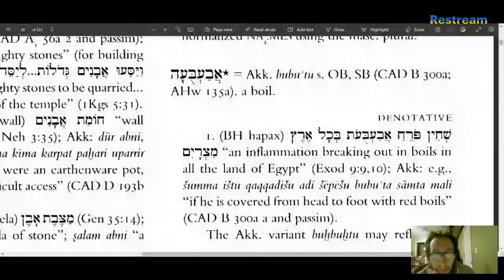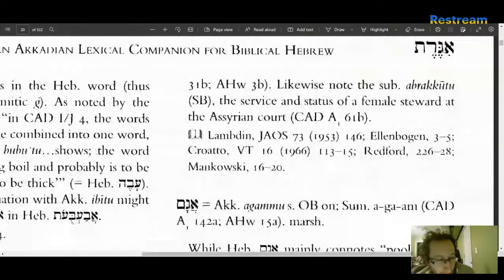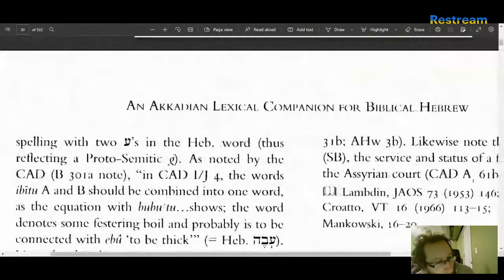So now we're going to see that same word in the Akkadian. So here we have the Akkadian, there's no Aleph. Instead, it's just bubutu. That means boil. So this is called a hapax because it only occurs a couple times in the Bible, and by the context of the Bible, it's not clear what it means. So you have to look outside the Bible to try to understand what this word means. So it's clear, though, outside the Bible, we have enough evidence that it means a boil. So in Akkadian, red boils. It says the Akkadian variant may reflect the spelling with two ions in the Hebrew word.